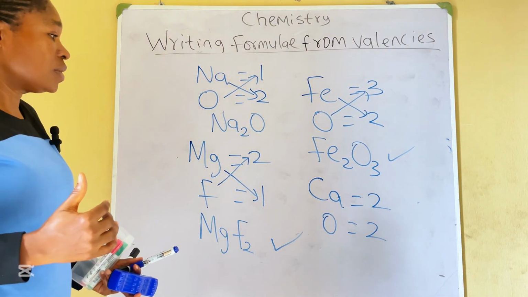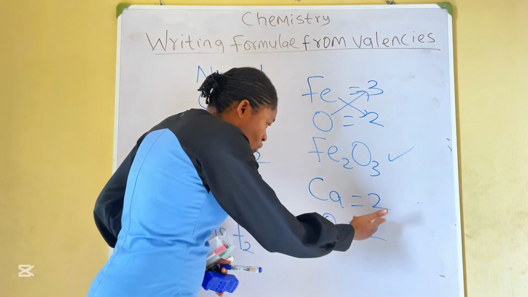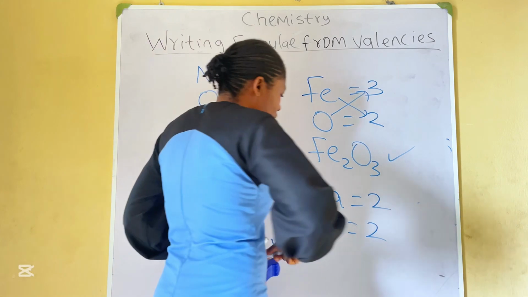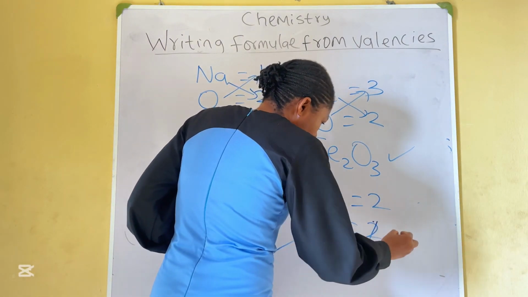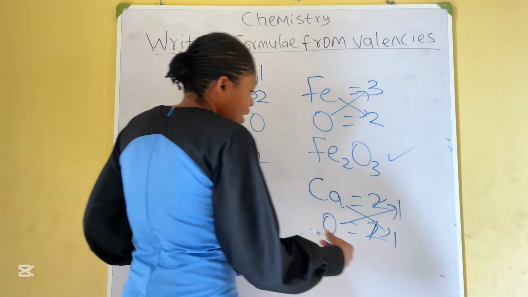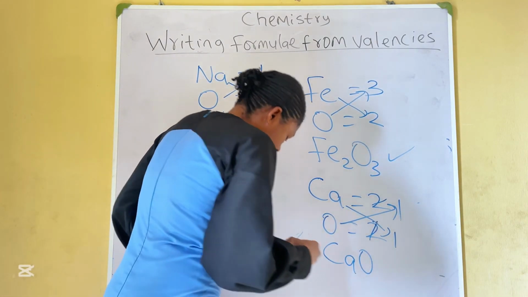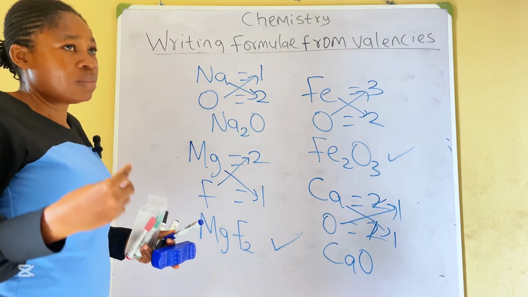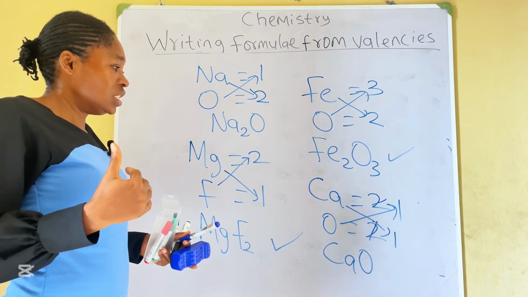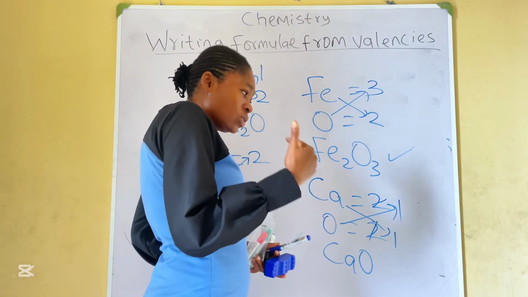Another rule says if the valencies are the same, they will cancel out. Here calcium is 2, oxygen is 2. So it's going to do what? Cancel out. If I cancel it out, it's like saying reduce it to the lowest term. 1. So it will cancel out. That's what it means. Write it like that. Reduce to the lowest term. So it's not Ca2O2. If the valencies are the same, don't interchange without cancelling out. Where you have 2, 2, or where you have 3, 3, cancel it out.